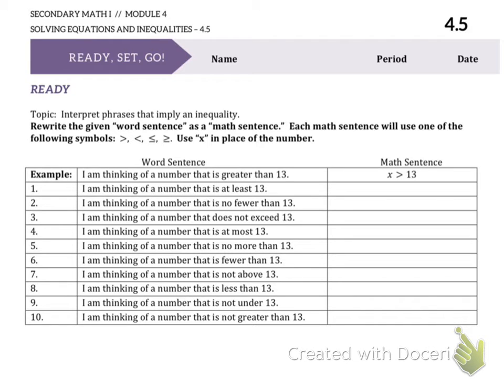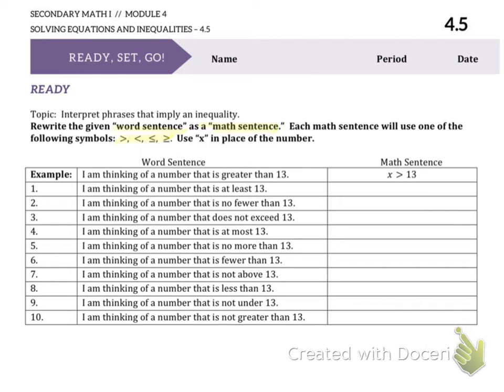Let's start with the ready part, and that says rewrite the given word sentences as math sentences, like you have to write an expression for that. And how do you write it? You're supposed to use these inequality symbols, and you have to use a letter in place of a number where the variable is being told. So let's start with the very first question, just an example.